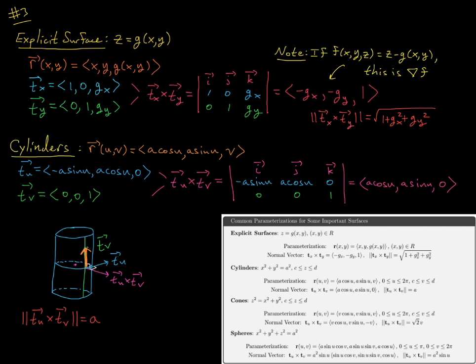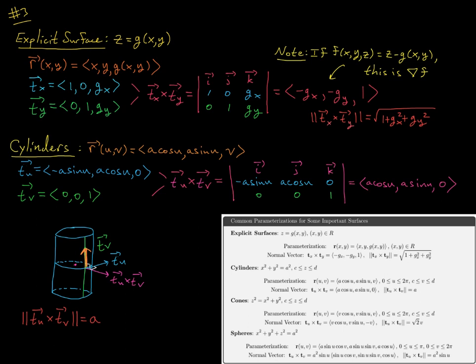And what's tv? Well, what's the v trace first? If I let v vary, in other words, let z vary and hold u, which is theta, constant, I'm just going to be moving along a line like this along the cylinder. That's just parallel to the z axis. And tv is just the vector k. It's just the vector pointing in the positive z direction of length 1.